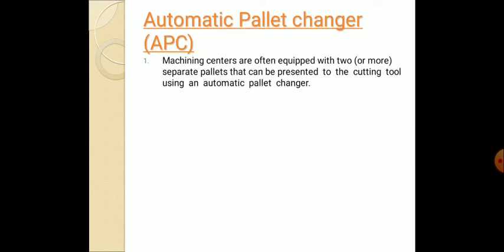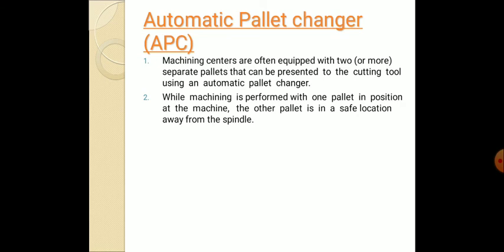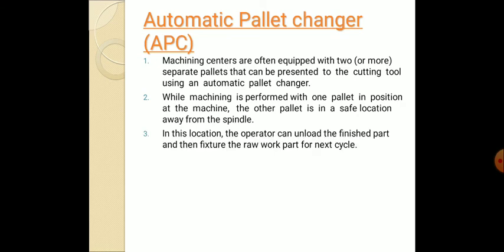Next one is the automatic pallet changer. In the automatic pallet changer, you can see the machining centers are often equipped with two separate pallets. The pallet is nothing but a storage device which can store the finished products or the required tools that need to be mounted on the tool post. While machining is performed with one pallet in position at the machine, the other pallet is in a safe location away from the spindle. In this location, the operator can unload the finished part and then fixture the raw part for the next cycle.